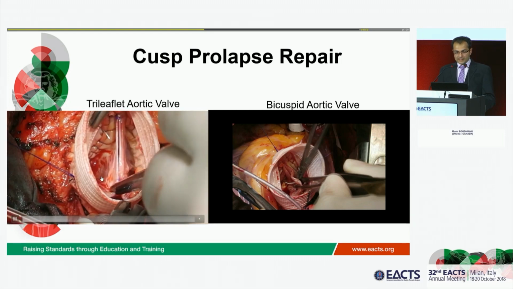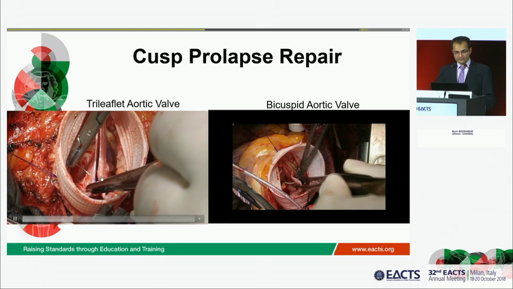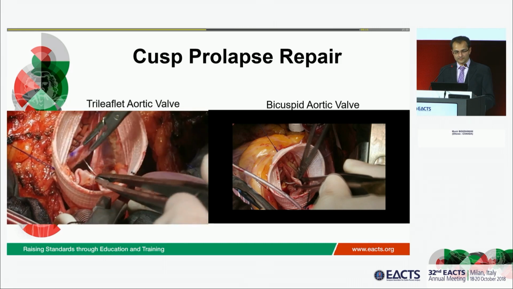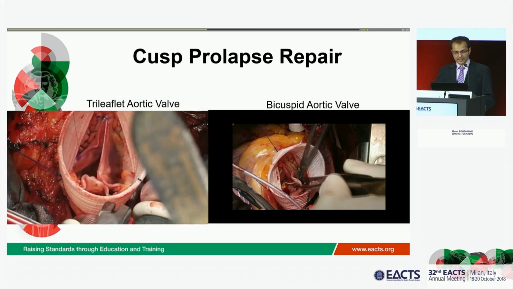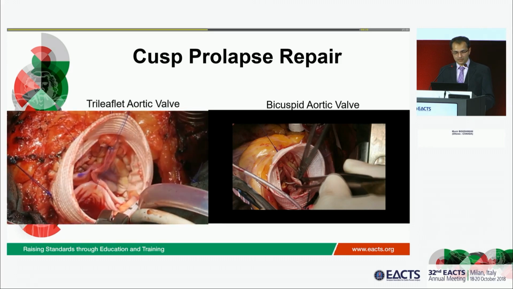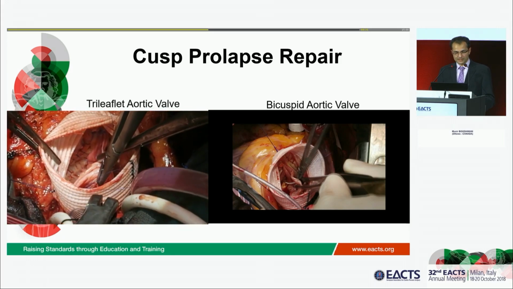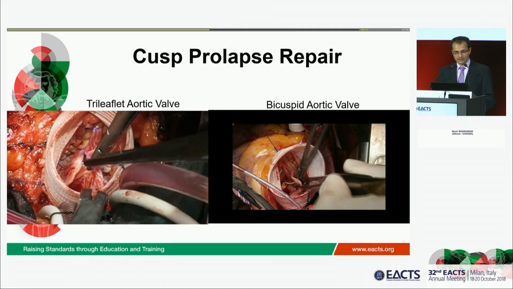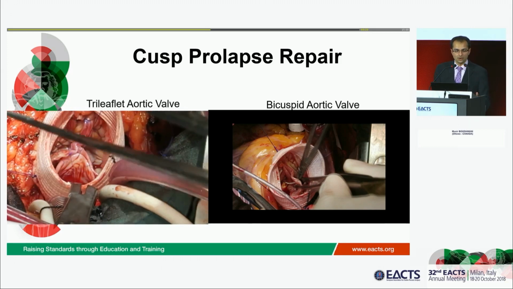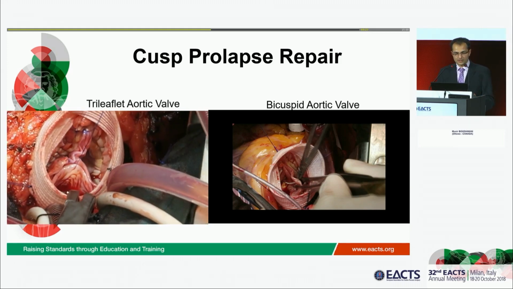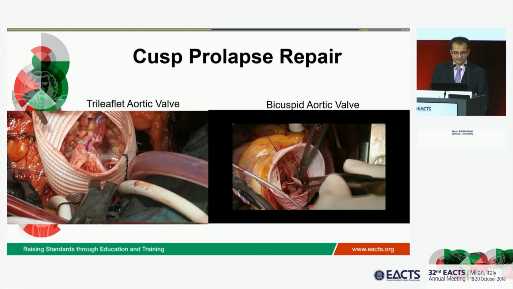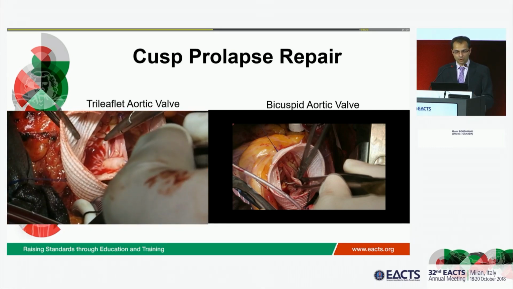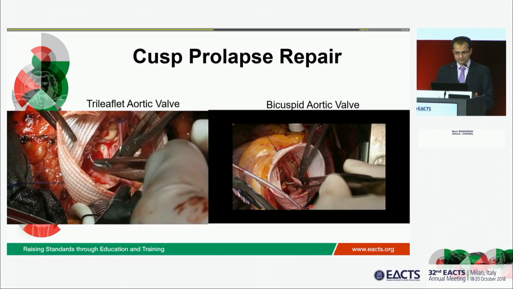The prolapsing cusp can then be aligned with the reference cusps, and a suture is passed from the aortic side to the ventricular side. The other opposing edge of that same prolapsing cusp is now aligned with our reference cusp, and the same suture is passed from the ventricular side to the aortic side. And this gives you an excellent estimate of the amount of excess free margin that needs to be plicated to render this valve competent. This plication can then be extended to the body of the cusp to complete the plication procedure.